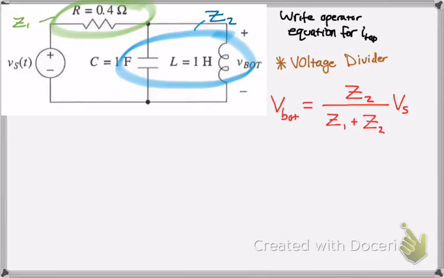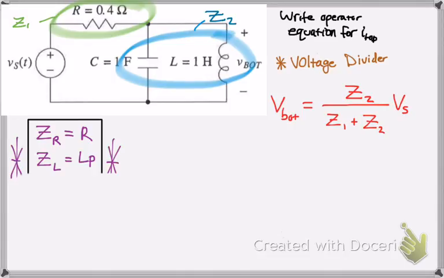Now, the Z represents impedance, and impedance for resistors, capacitors, and inductors all have different definitions, so let's go over those real quick. The impedance of a resistor is its resistance, since impedance is like resistance. The impedance of an inductor is simply LP. P is an operator that represents d/dt, so the derivative is the impedance for the inductor. And then we have the impedance for the capacitor, which is 1 over CP, where 1 over P is the integral, so 1 over C times the integral. That's pretty much what we have for our definitions for impedance.